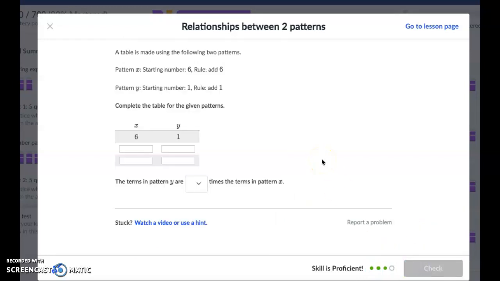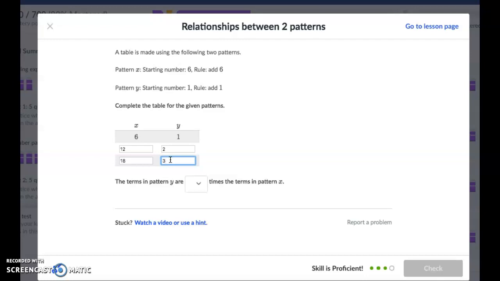A table is made using the following two patterns. Pattern X, starting number is 6, and we add 6. So starting number 6, we add 6 is 12. Add 6 is 18. Y, our starting number is 1, and our rule is to add 1. So 1 plus 1 is 2, and plus another 1 is 3.